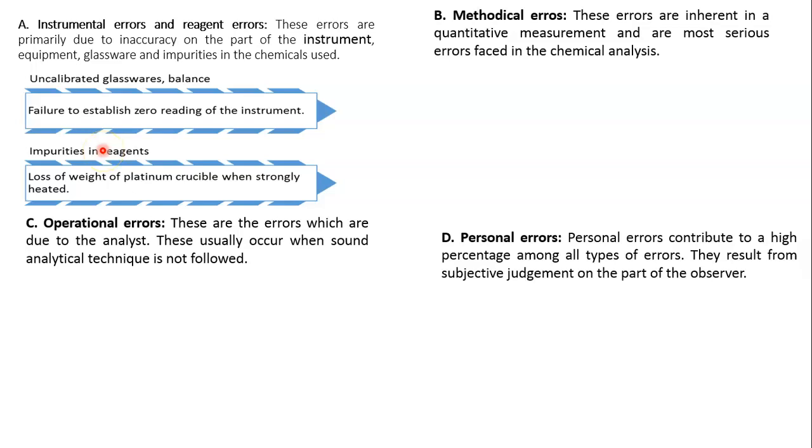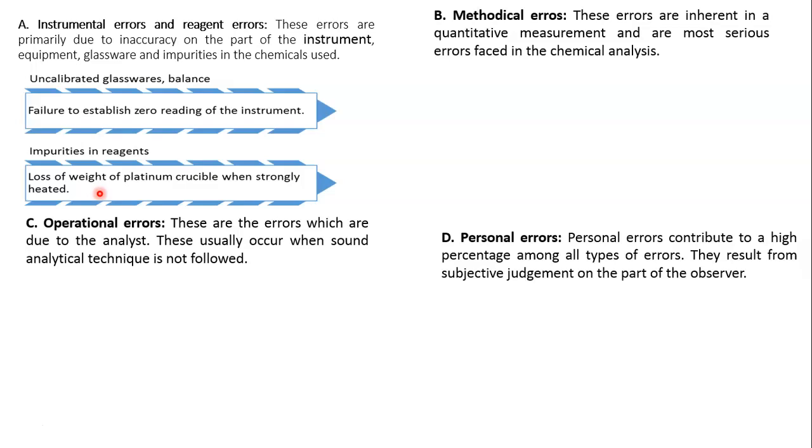Impurities in the reagent. We always give you highly pure compounds. Highly pure in the sense, not 100%, but 99.99. But it may happen that if you're using a particular chemical bottle for a very long time, there is a possibility of contamination. And if you use that chemical which is impure, it can lead to an error. Loss of weight of platinum crucible when strongly heated. Any crucible is generally used for gravimetry. When crucibles are heated, you don't expect the weight of the crucible to fall. But it may happen that because of overheating, the crucible may also lose some weight.